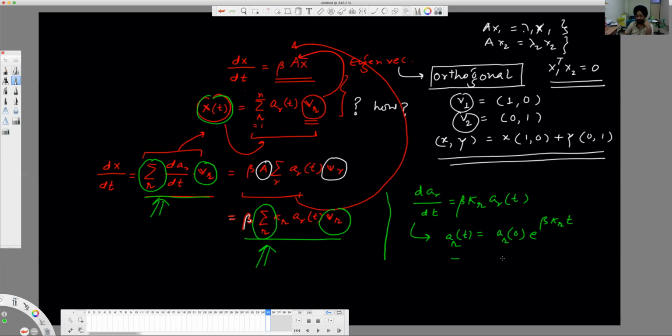This will be the solution of this equation. Now we can put this into this equation. All right, so if we do so, we get the following. We get x_t is equal to summation over r of A_r at 0 times e raised to the power beta kappa_r t times vector v_r. That's the solution to xt.